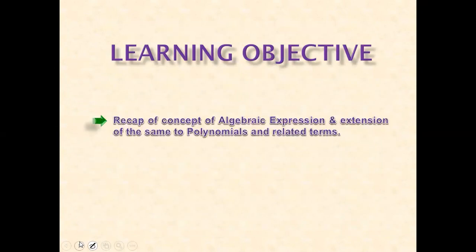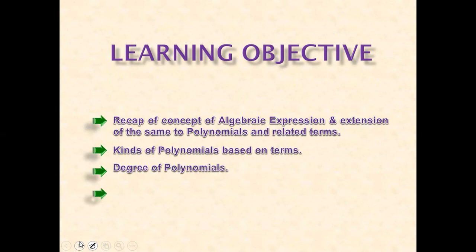We have various topics to cover in this video. We are going to recap some algebraic expressions and their extension to polynomials and related terms. Then we have kinds of polynomials based on terms, so we will get to know different types of polynomials with respect to terms. Next we have the degree of a polynomial. Then we will do NCERT Exercise 2.1. So these are the topics which we are going to cover today in this video.